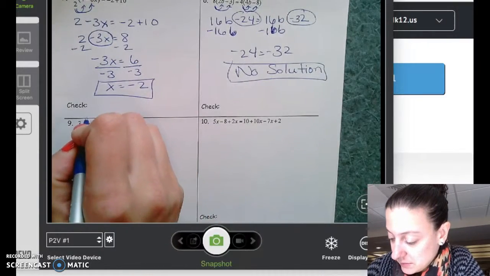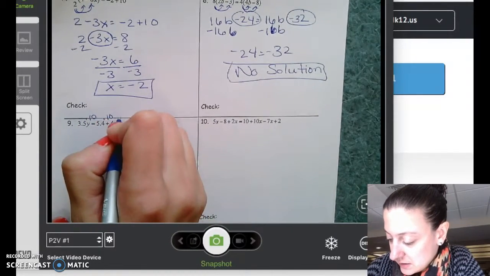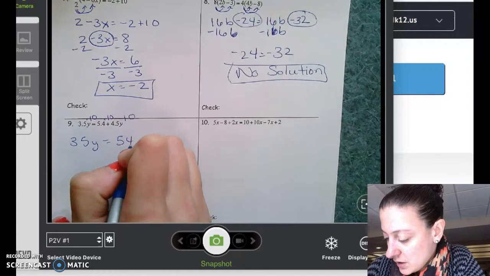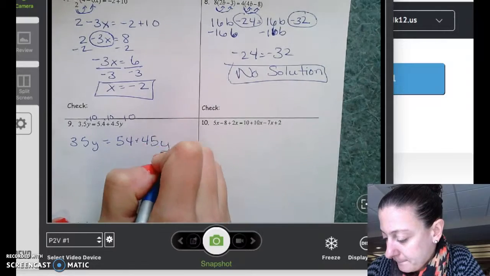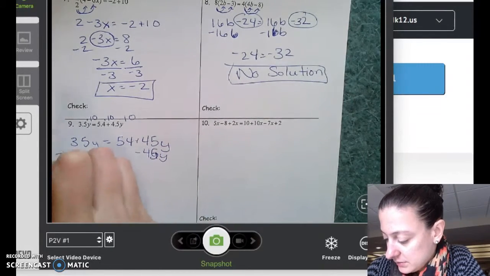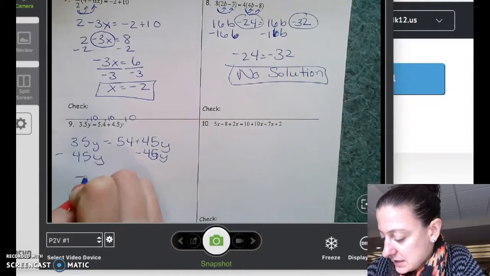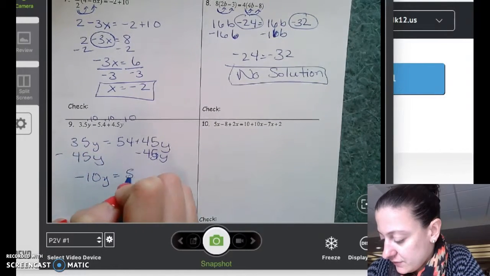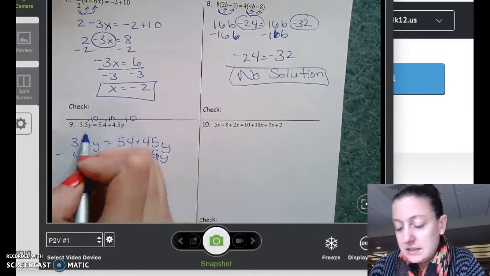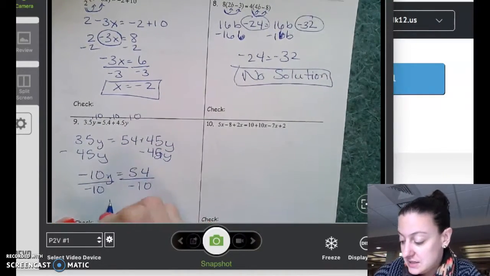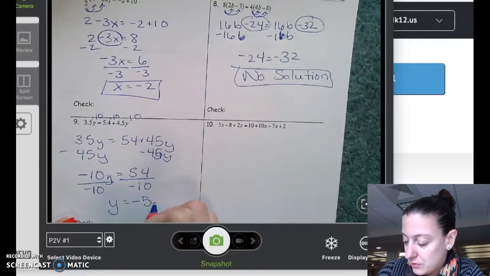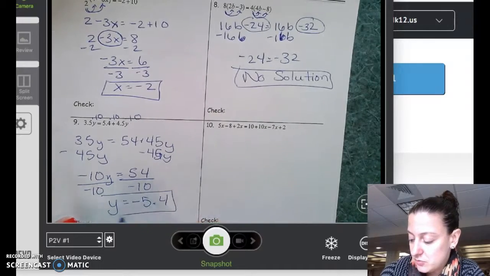Ooh, here we've got decimals. Let's clear them. Times 10, times 10, times 10. 35y equals 54 plus 45y. Subtract 45y, subtract 45y. Negative 10y equals 54. And when I divide both sides by negative 10, since these started as decimals, it's really easy to leave it as decimals. So that's going to equal negative 5.4. Just move the decimal back.